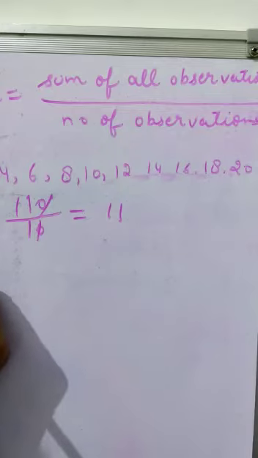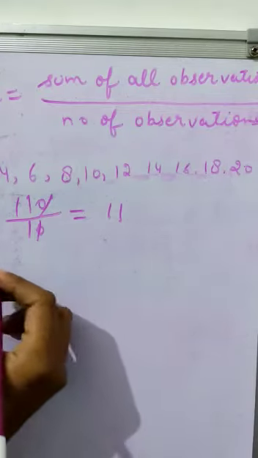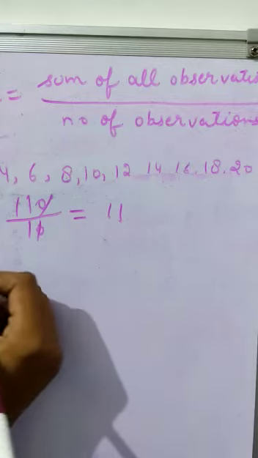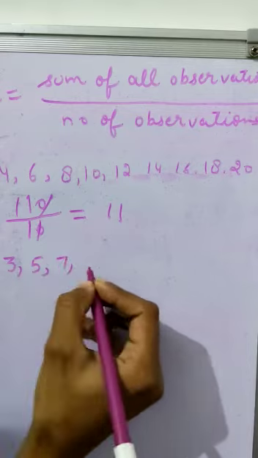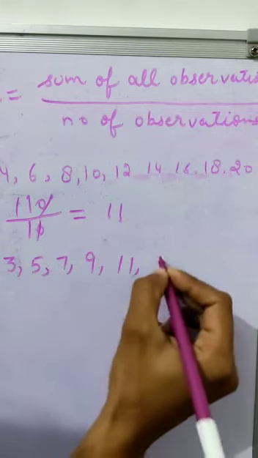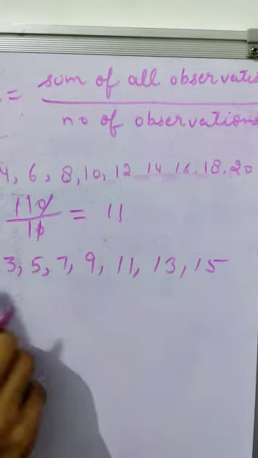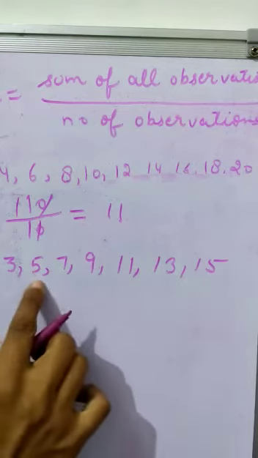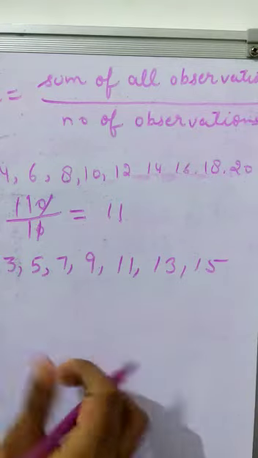Now the second part: the first 8 odd numbers. You know what odd numbers are. 1, 3, 5, 7, 9, 11, 13, 15. They are all odd numbers. Count whether they are 8 or not. 1, 2, 3, 4, 5, 6, 7, 8. They are 8, so the number of observations is 8.